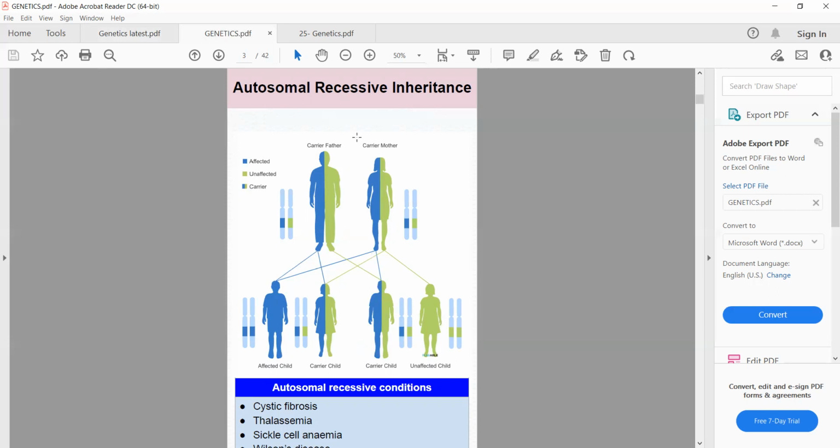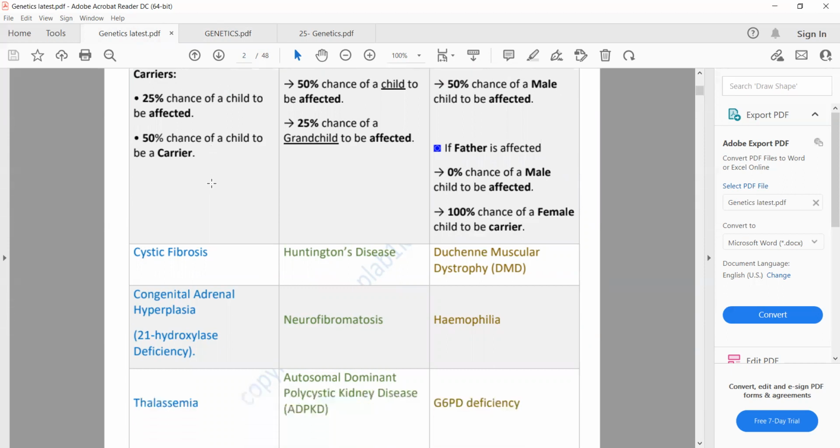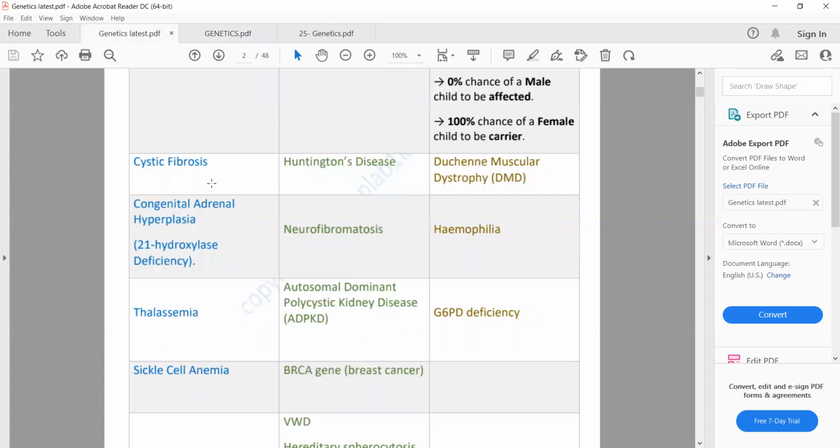In autosomal diseases, they will not ask you about male and female children or daughters and sons. So you need to remember the percentages as overall, because autosomal diseases affect the daughters and sons equally. So autosomal recessive, if both parents are carriers: 25% chance of a child to be affected, 25% chance of a child to be unaffected, 50% chance of a child to be a carrier. Examples of autosomal recessive diseases include cystic fibrosis, congenital adrenal hyperplasia, thalassemia, sickle cell anemia, etc.